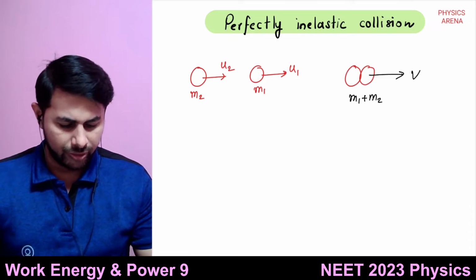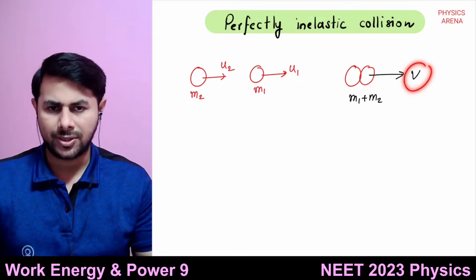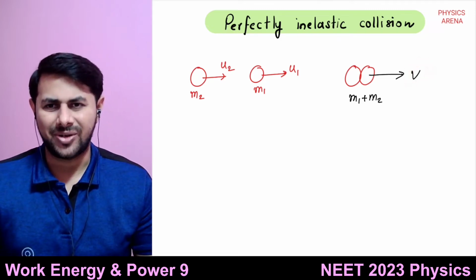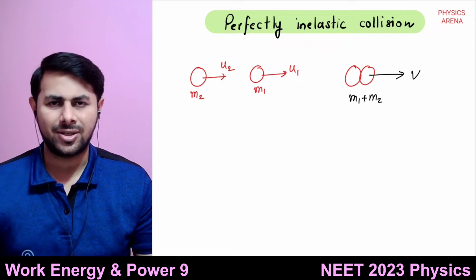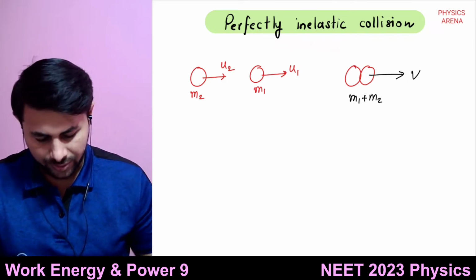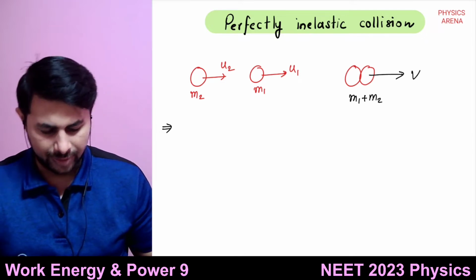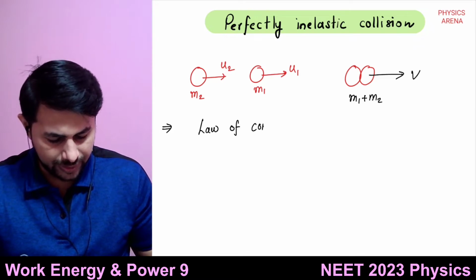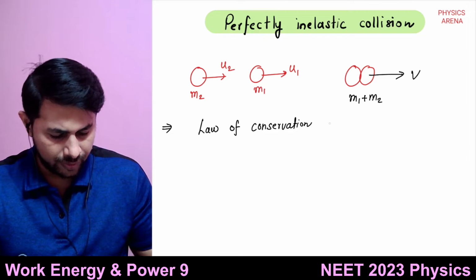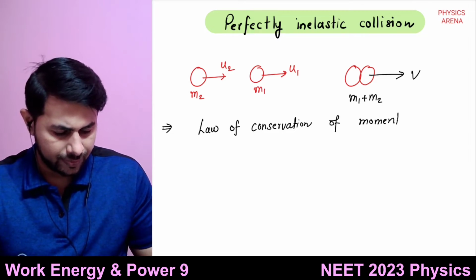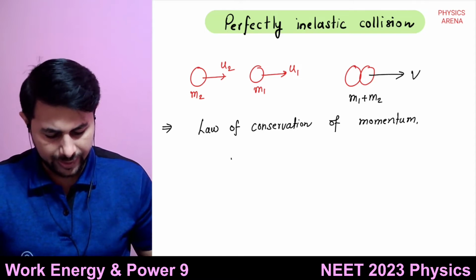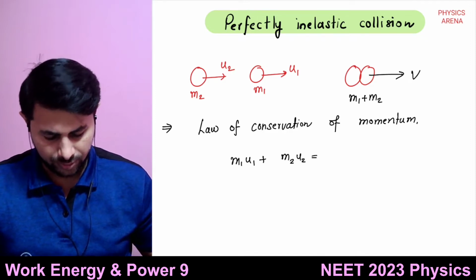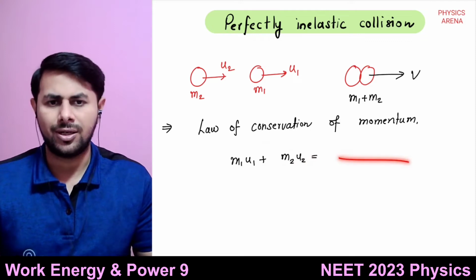Now we want to find the expression for the final velocity of this perfectly inelastic collision, and also for the loss in kinetic energy. We know that momentum is conserved. So using the law of conservation of momentum, m1 u1 plus m2 u2, which is the total initial momentum, is equal to the total final momentum.